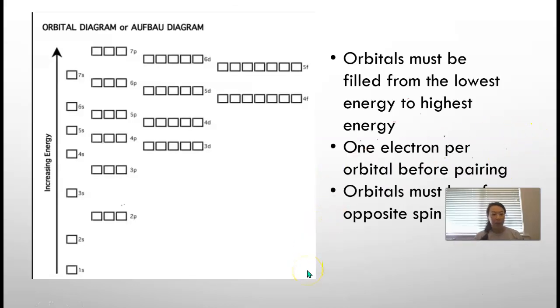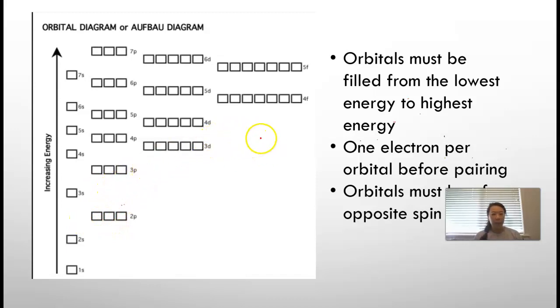So, Aufbau diagram. This is probably something you saw in regular chemistry. This may look familiar, but essentially what it does is it orders all of the orbitals in terms of lowest energy to highest energy. And this is actually the unshortcut version of the periodic table method you guys have been using. But you want to know a little bit of how to fill this out.